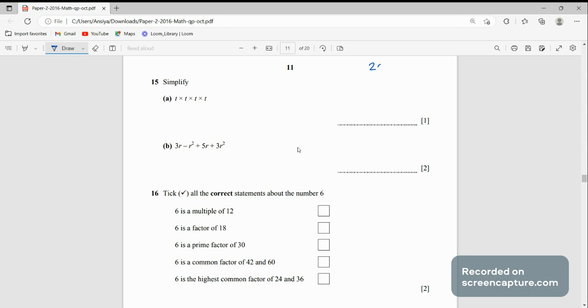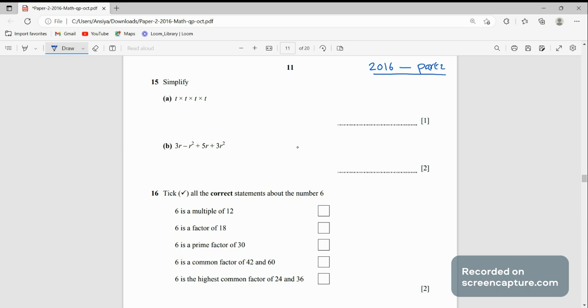We are solving the 2016 paper 2 question paper, and this is its part 2. In the previous video, we have solved the first 14 questions. If you didn't see that, first see that, solve the first 14 questions, and then come and watch this video. So here we are going to start from question 15. Remember, this is paper 2, so be ready with your calculator for quick calculation.